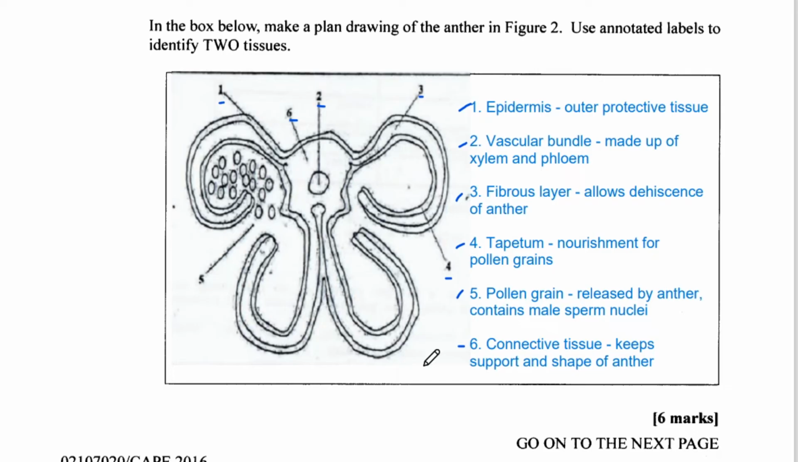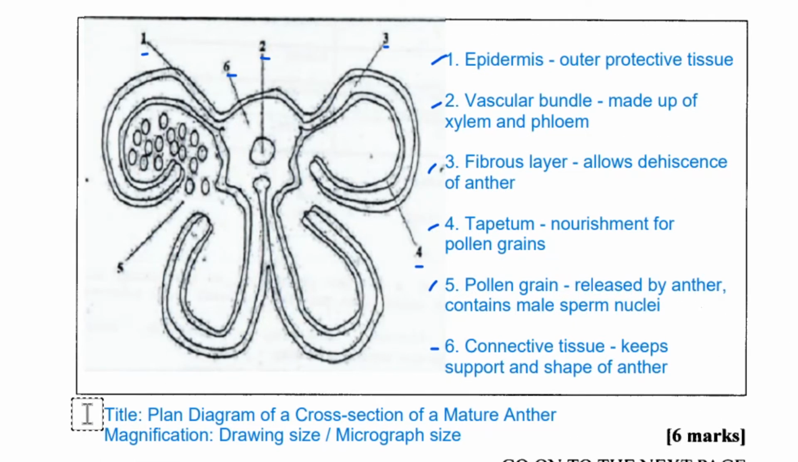Make sure that for your plan drawing you don't put cellular details, that the outlines of the layers are clear and neat, probably neater than the diagram that you're seeing here. You also want to make sure that the lines are clean and continuous, and that it is representative of the photomicrograph. And finally, you want to ensure that you have a title. The title I have here is Plan Diagram of a Cross-Section of a Mature Anther. The magnification could be in relation to the size of the photomicrograph. So this would be your drawing size divided by the micrograph size. Remember, there are no units for magnification.